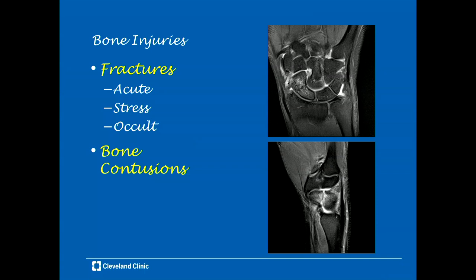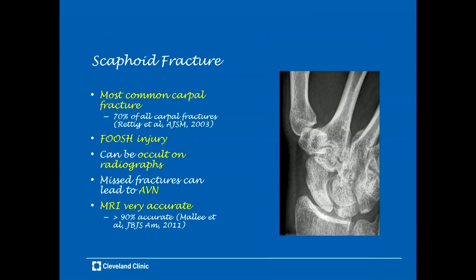And it is good not only for looking for acute fractures, but also stress fractures, but particularly useful for looking for radiographically occult fractures. So one of the most common fractures that MRI is used for is the scaphoid fracture. It is the most common carpal fracture, accounting for 70% of all carpal fractures. It's usually a result of a fall on an outstretched hand or a Fuchs injury, and can be occult often on radiographs, and missed fractures can lead to avascular necrosis.